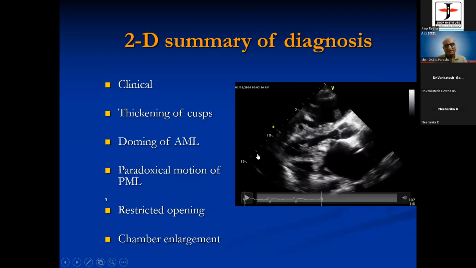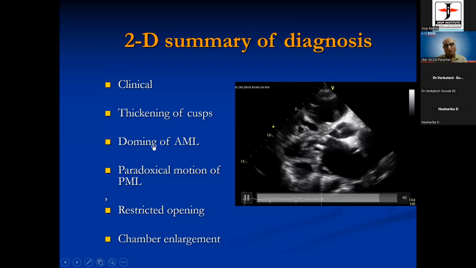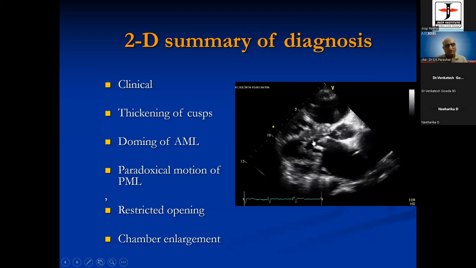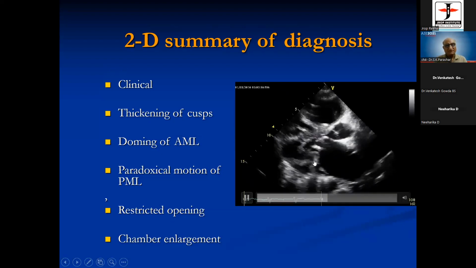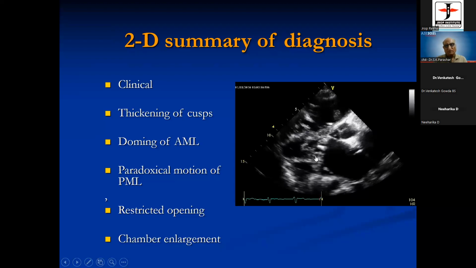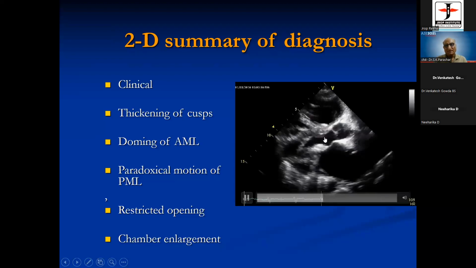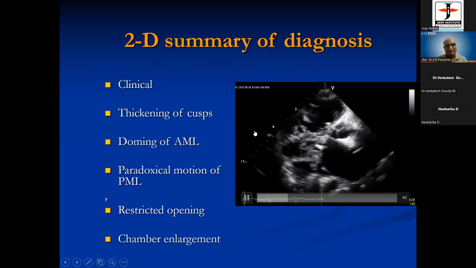Again you see the thickening of the cusp. There is a restricted opening, as I told you. The doming is present with the convexity toward the left ventricle, or the paradoxical motion of the posterior cusp moving with the anterior, and left atrial chamber enlargement, like a diagnosis summary.